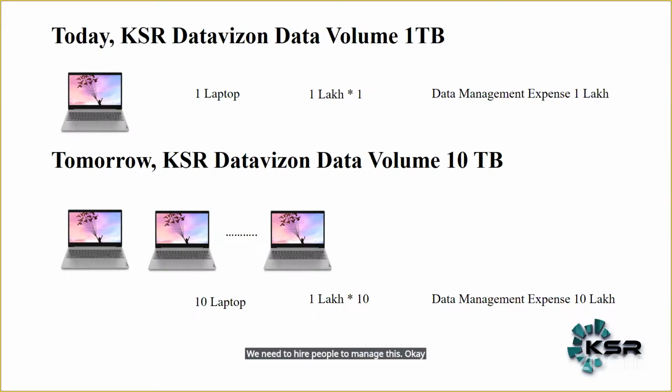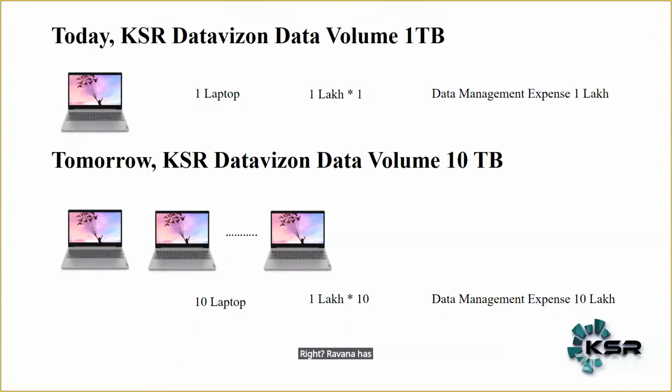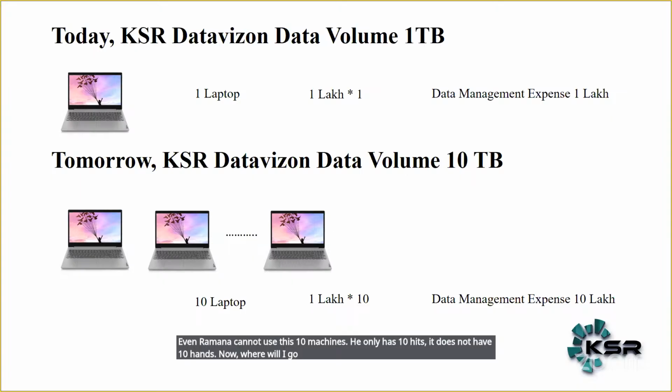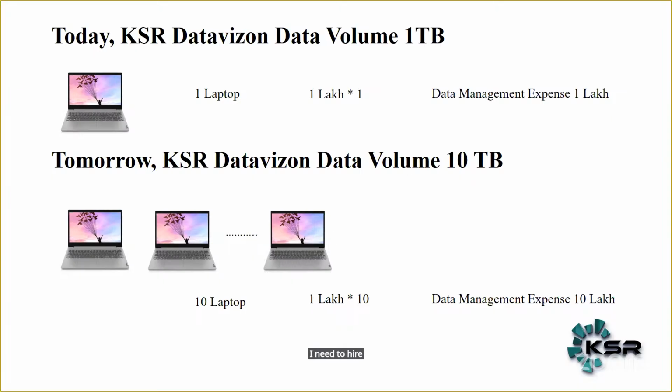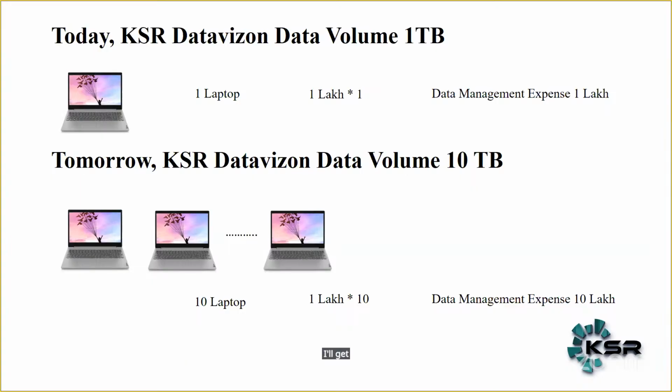I don't know if you guys watched Ramayana, right? In Ramayana, there is a person called Ravana, who has 10 heads. Even Ravana cannot use his 10 machines. He only has 10 heads, he does not have 10 hands. Where will I go and operate these 10 laptops? I need to hire people, pay them salary, and take care of all these laptops, chargers, mouse, keyboard, software, licenses. I'll get tired maintaining these 10 laptops.